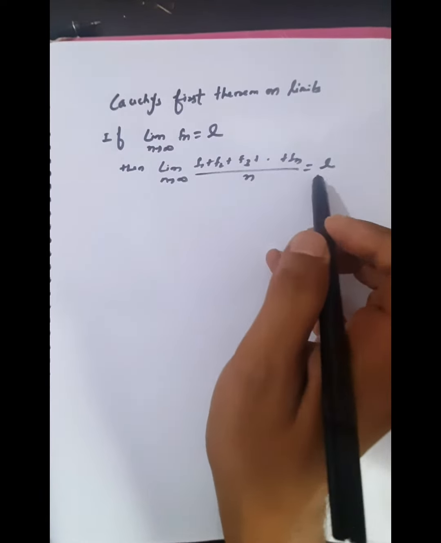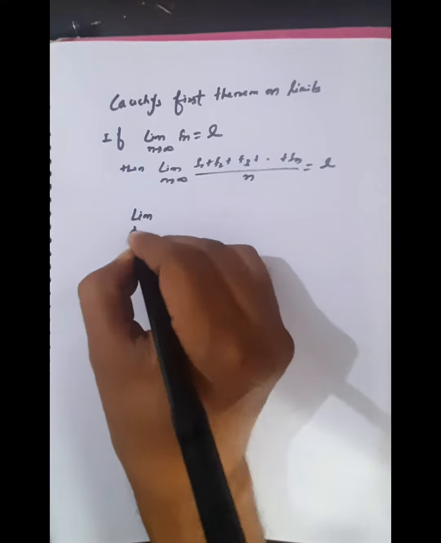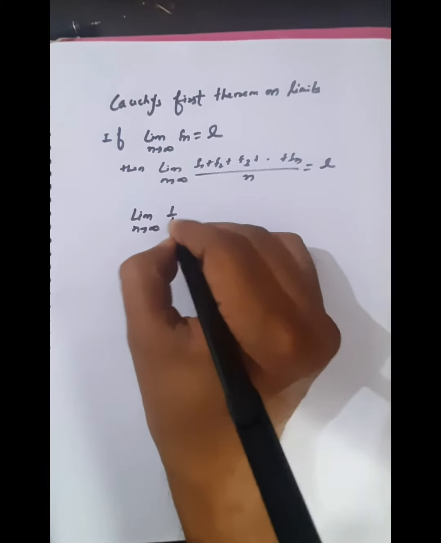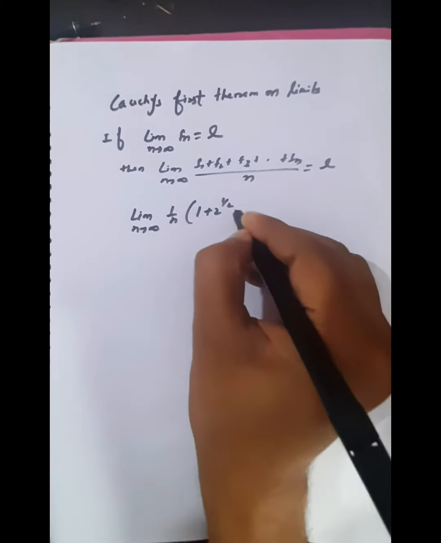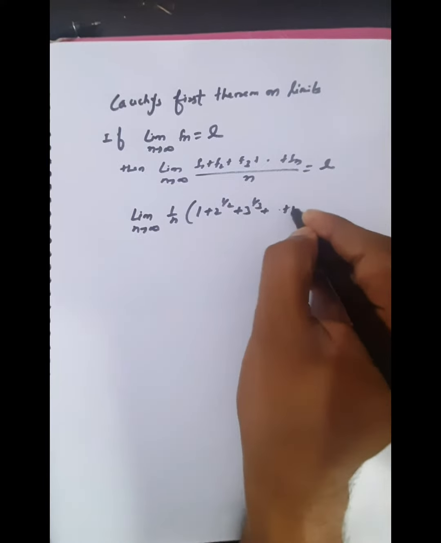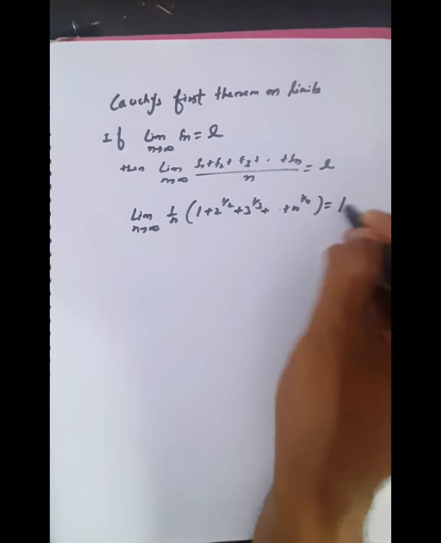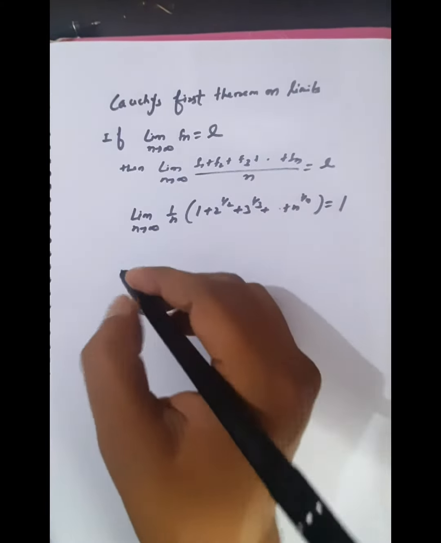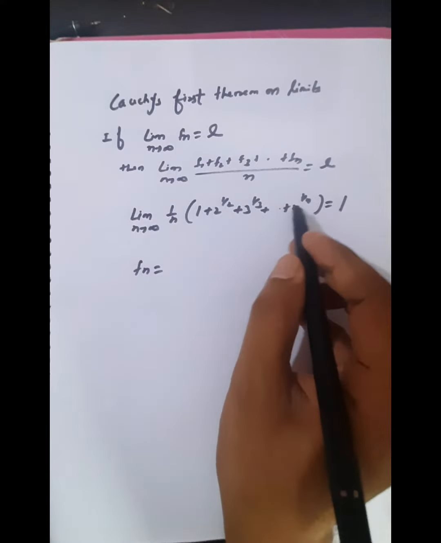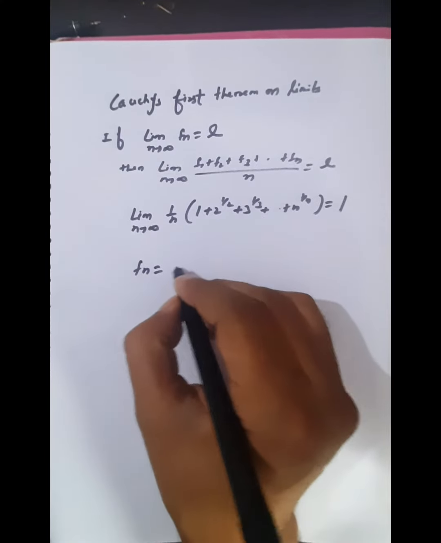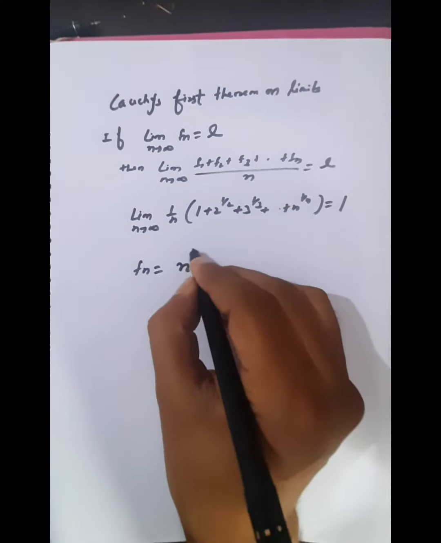Now we are taking some questions based on this theorem. The question is: limit n tends to infinity, (1/n)(1 + 2^(1/2) + 3^(1/3) + ... + n^(1/n)) equals, we need to prove 1. Now we can see the sequence is fn equals 1, 2^(1/2), 3^(1/3), so the nth term of this sequence is n^(1/n).